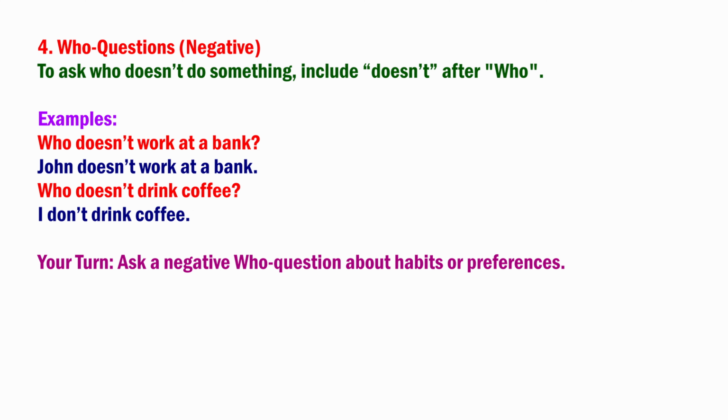4. Who questions. Negative. To ask who doesn't do something, include doesn't after who. Examples. Who doesn't work at a bank? John doesn't work at a bank. Who doesn't drink coffee? I don't drink coffee. Your turn. Ask a negative who question about habits or preferences.